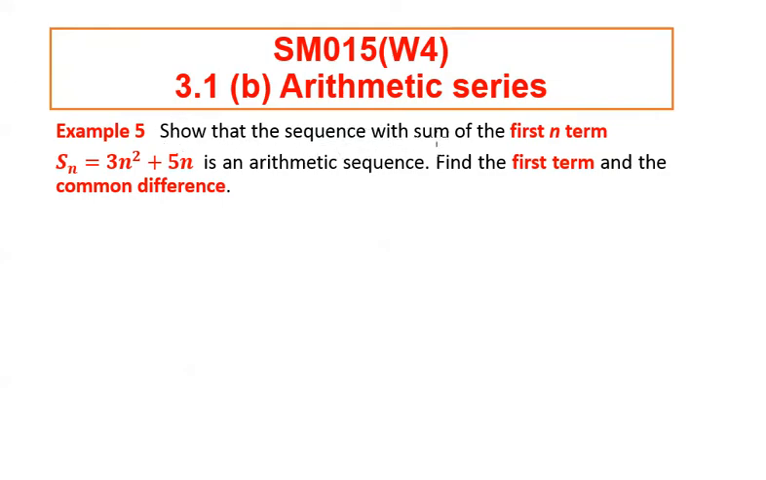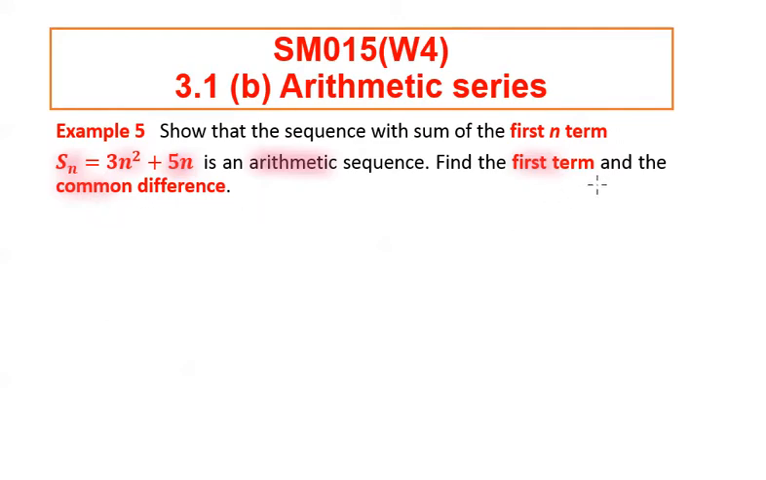Show that the sequence with the sum of the first n terms given by Sn equals 3n squared plus 5n is an arithmetic sequence. Find the first term and the common difference. Again, this is a word problem. Given that Sn is 3n squared plus 5n, show that it is an arithmetic sequence.